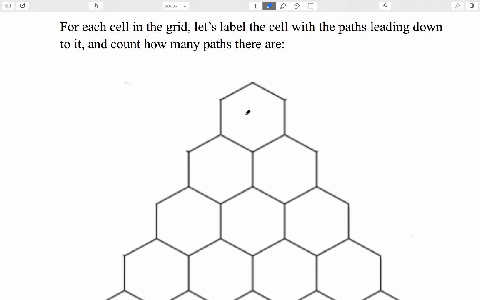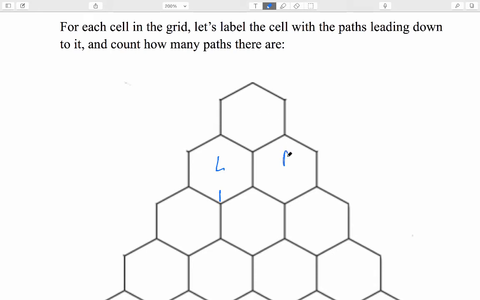Now let's focus on one cell at a time, and for each cell in the grid, let's label the cell with the paths leading down to it, and count how many paths there are. From the starting point down to this cell right here, there is only one path. There is only one way to get there, and that is the path go left. So there's only one of those.